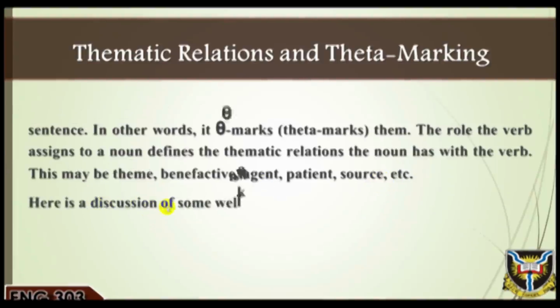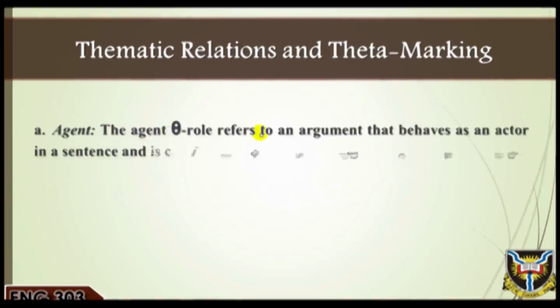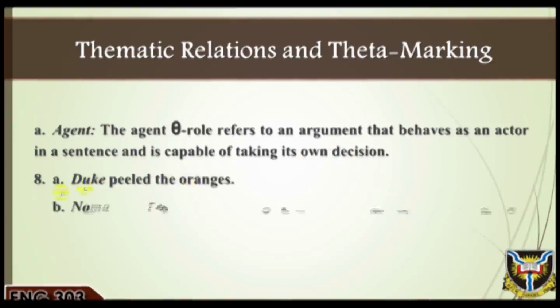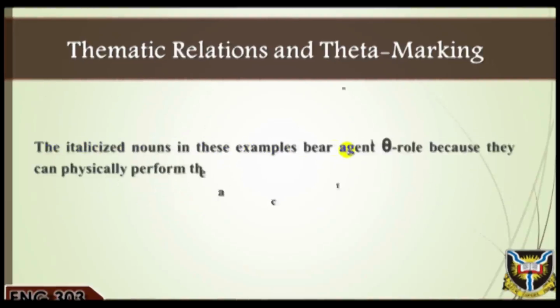Here is a discussion of some well-known theta roles. A. Agent. The agent theta role refers to an argument that behaves as an actor in a sentence and is capable of taking its own decision. 8a. Duke peeled the oranges. B. Noma folded the paper. The italicized nouns in these examples bear the agent theta role because they can physically perform the action if they so wish.